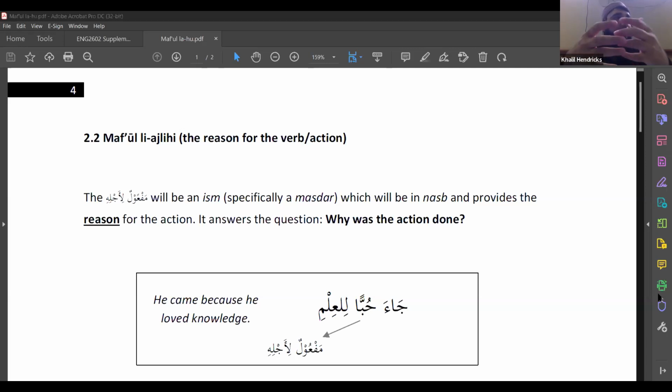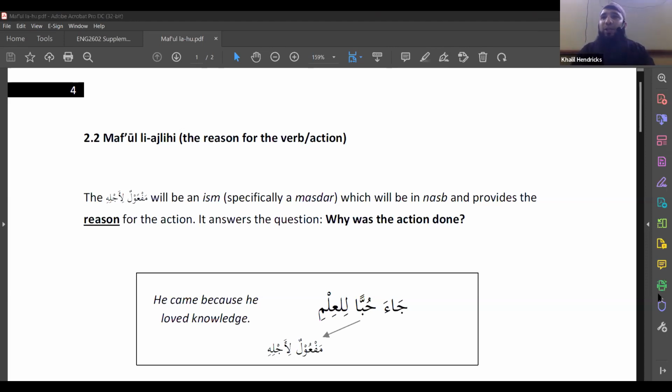And like I said, it will be in the form of a masdar. What do you mean by a masdar? It's referred to as a verbal noun. And it will be a verbal noun of an internal action. They will call it a masdarun li fi'alin qalbi, something like an action of the heart, as opposed to an action of your limbs.